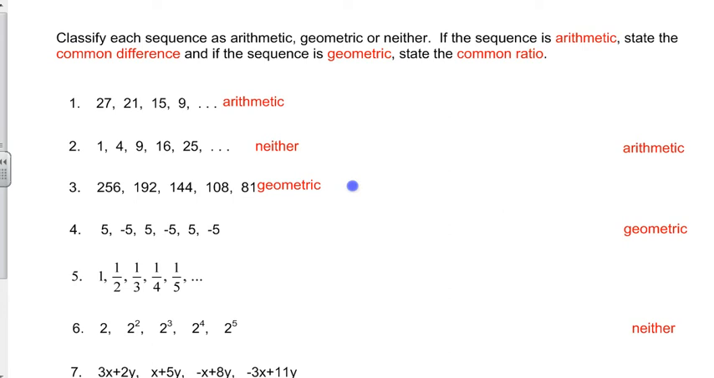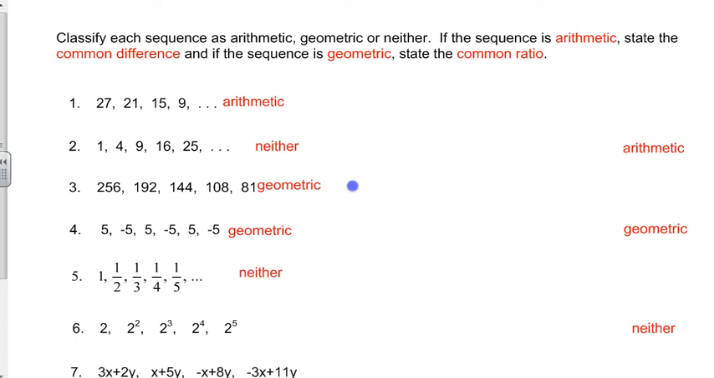5, negative 5, 5, negative 5. If a sequence ever flips signs, positive, negative, it can't be arithmetic, because you can't be adding or subtracting. So what's negative 5 divided by 5? What's 5 divided by negative 5? Negative 1. So it's geometric. 1, 1/2, 1/3, 1/4, 1/5. Neither.